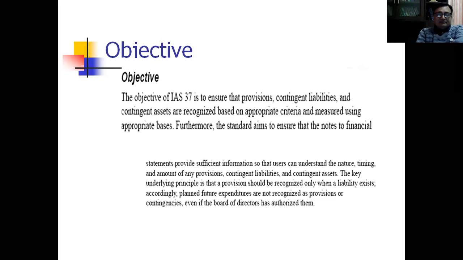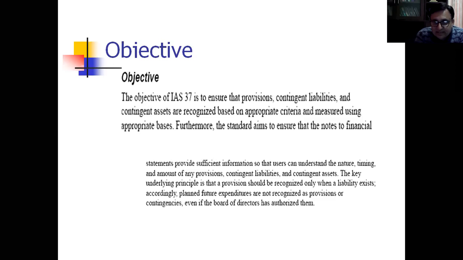As far as the objective of this standard is concerned, IAS 37 is to ensure that provisions, contingent liabilities, and contingent assets are recognized based on appropriate criteria and measured using an appropriate basis. This standard prescribes the criteria for recognizing provisions, contingent liabilities, and contingent assets. It also provides the measurement criteria, which tell us how to report these transactions in the financial statements. Furthermore, this standard aims to ensure that the notes to the financial statements provide sufficient information so that users can understand the nature, timing, and amount of any provisions, contingent liabilities, and contingent assets.